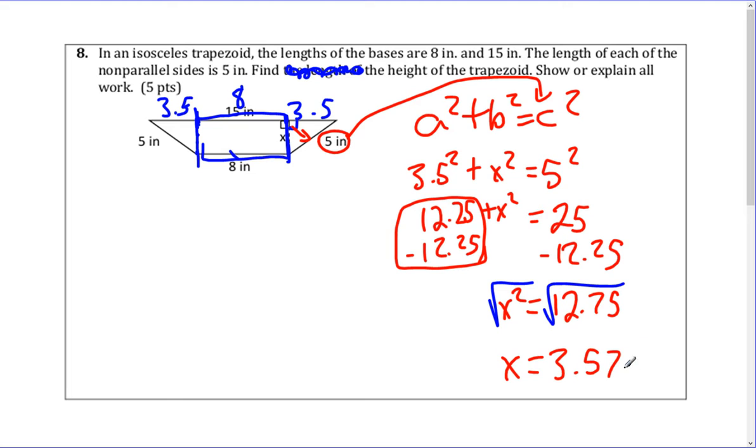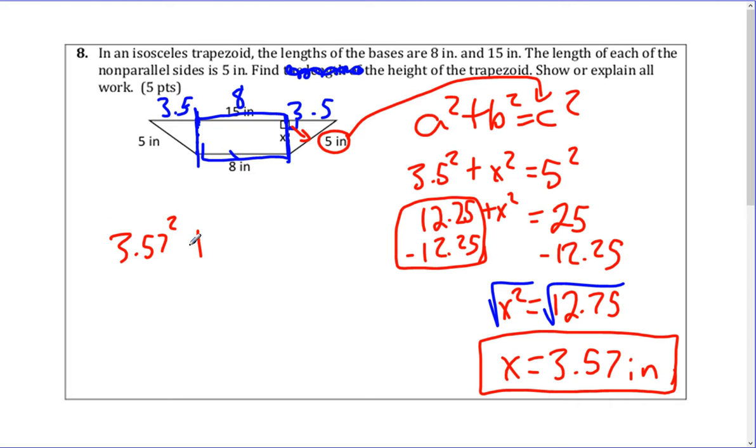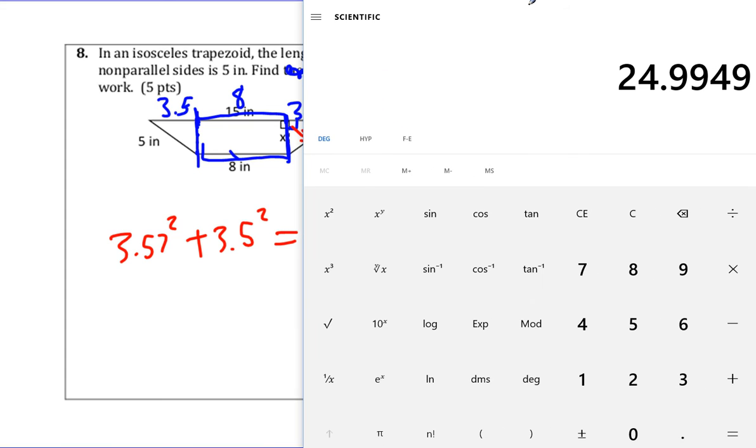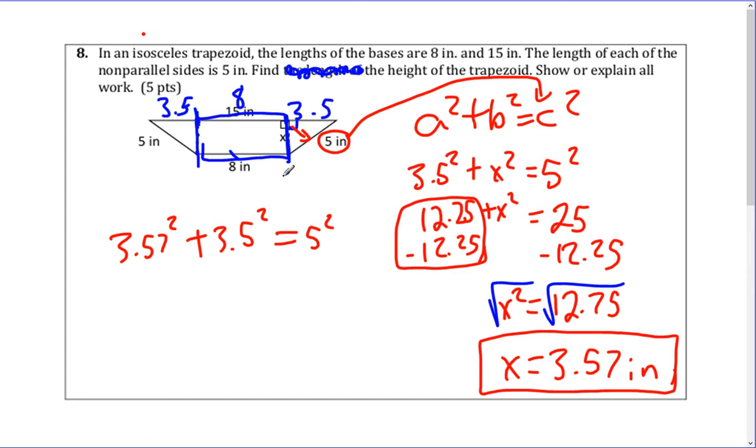And if you're not sure if this works out, you can always take 3.57 squared plus 3.5 squared. Does that equal 5 squared? You can check it. 3.57 squared plus 3.5 squared equals... 5 squared is 25. That's awfully darn close to 25. I think we got ourselves a winner. So that is the length or the height of this little ugly trapezoid.